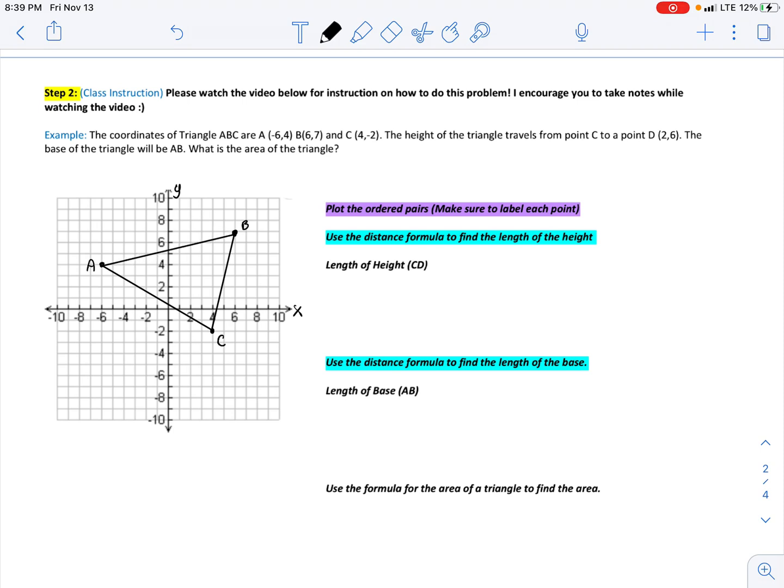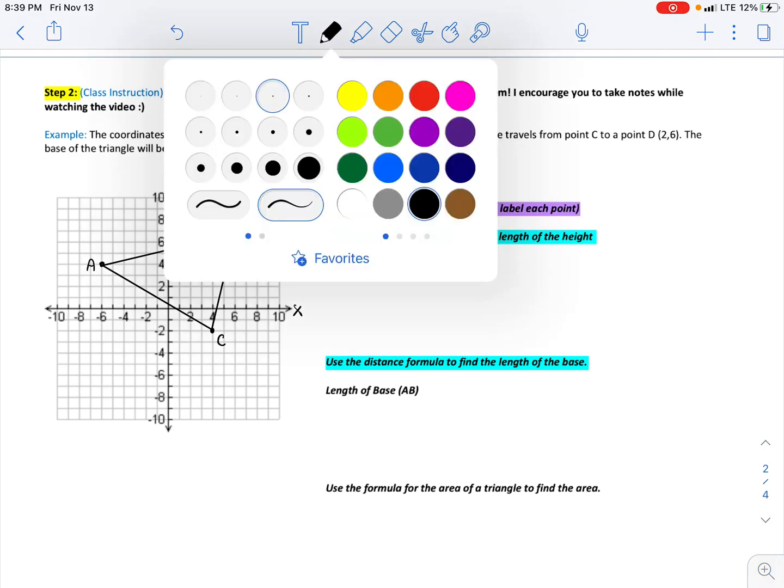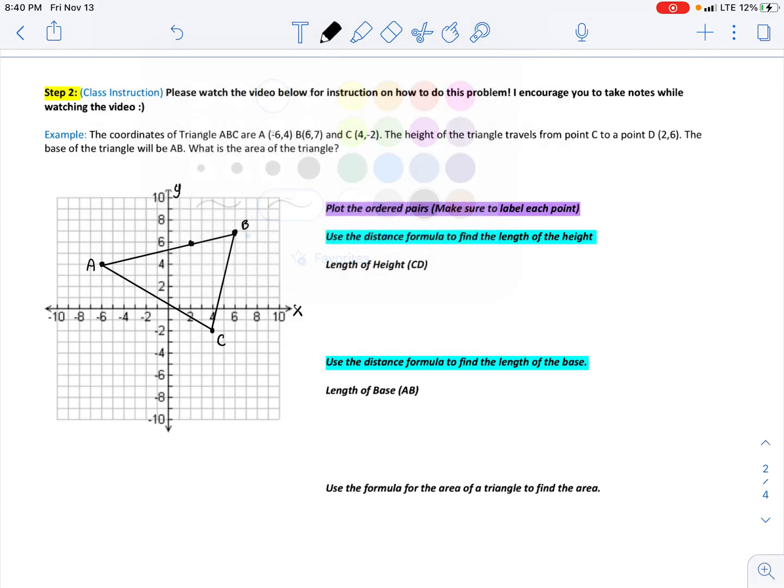Okay, and so we also have our point D, which is given at 2, 6. And this is our point D. And so it says that from C to D, that line is the height of the triangle. So I'm going to just label it here with a red. And this gives me the height, or the h of the triangle.